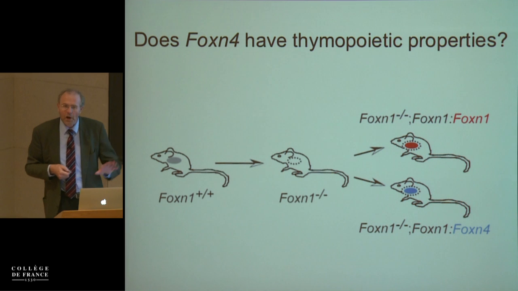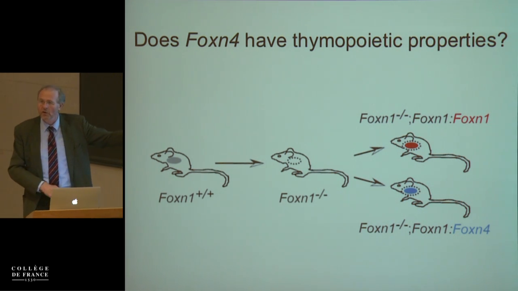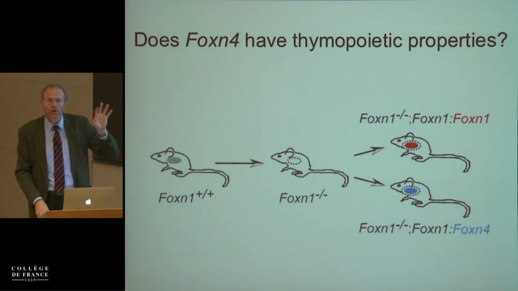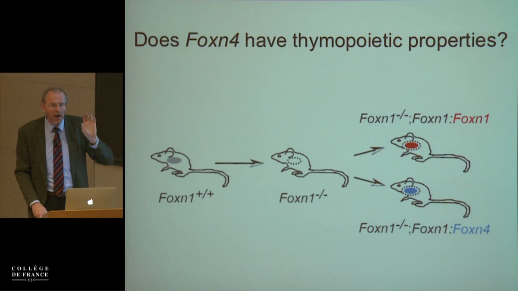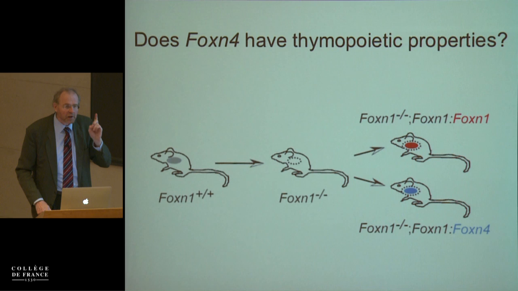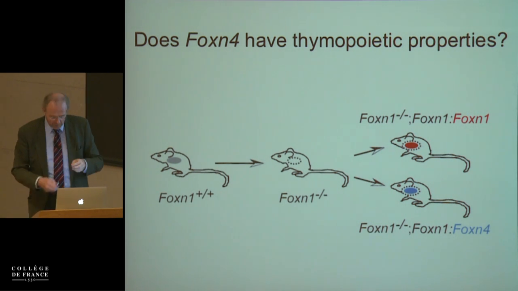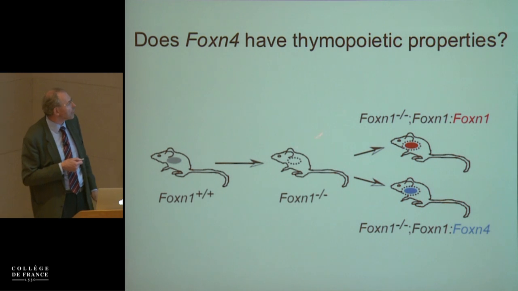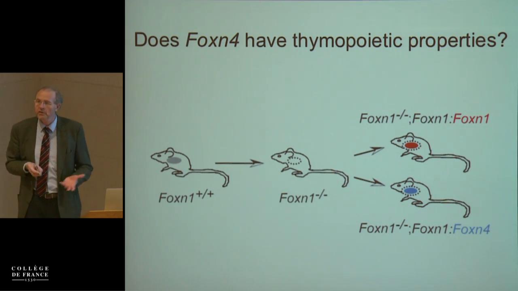That is indeed true. I'm not showing you the data. What I showed you here as expression profiles is in fact correct, and we can show that FOXN1 and FOXN4, particularly in zebrafish, where we have all the tools to isolate the cells, are co-expressed in the same cells. So that raised the possibility that perhaps FOXN4 has thymopoietic activity. And the experiment to do, of course, is very simple. You take a mouse, you eliminate FOXN1, and you replace FOXN1 either by FOXN1 as a control, or you put in FOXN4 and see what happens.